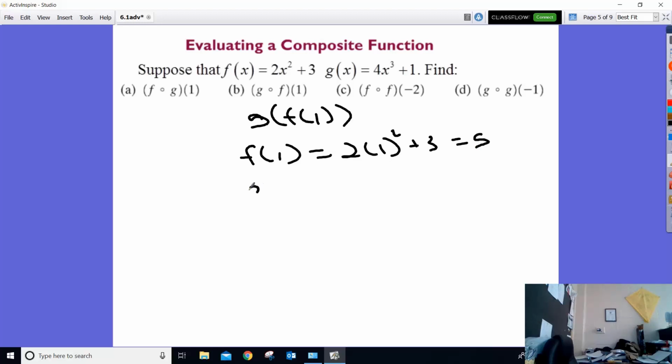And then we're tasked with finding g of what? 5. We found that piece right there to be 5. That's going to be quite a bit bigger, and it ain't going to be 7 either. What's 5 cubed create? 125, right? Times 4. 500 plus 1. 501.